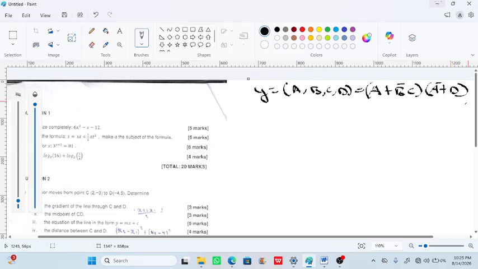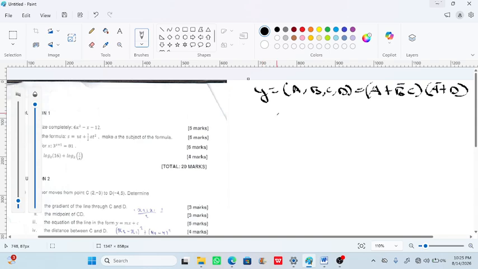So this is what we have now. They're saying to use De Morgan's theorem to simplify the expression. So they want us to simplify this expression using De Morgan's theorem. So we are going to use the product rule.